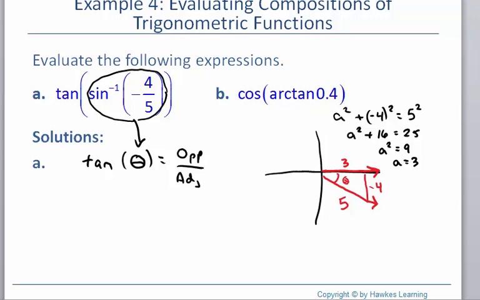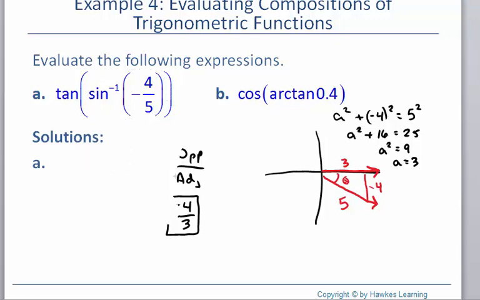So we'll look to our triangle, and the opposite side is going to be -4, and the adjacent side will be 3. And so the answer to part A of our problem will be -4 over 3. Okay, so let's go ahead. I'm going to erase this, and let's go ahead and look at part B of this same problem.